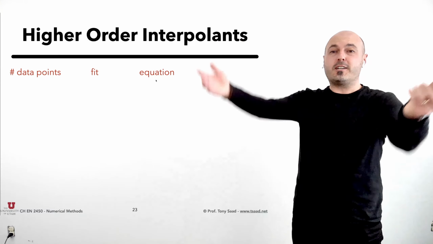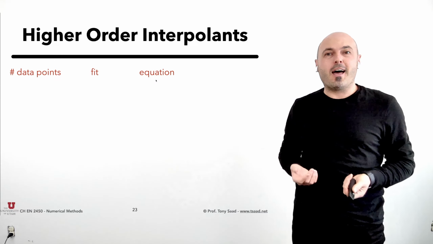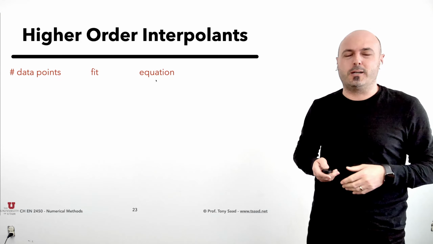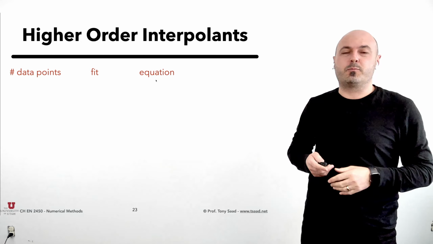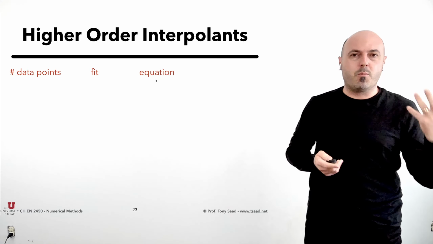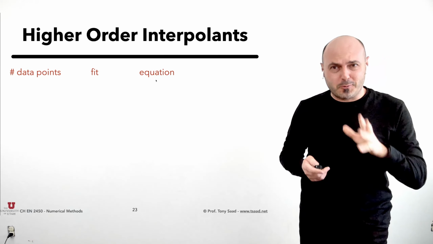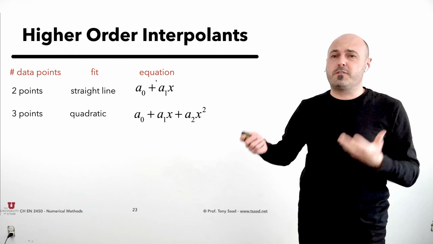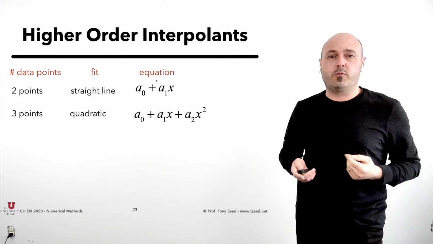Okay, so now we're going to generalize this because obviously, what if you had more data points, a lot more data points? What if you had 100 data points, right? Could you fit a polynomial with these 100 points? Clearly, you would think that the more data you have, the better accuracy you're going to have with the polynomial. So let's see what happens. With 2 points, you can fit a straight line, we said. With 3 points, you can fit a quadratic. So that's a polynomial of order 2.